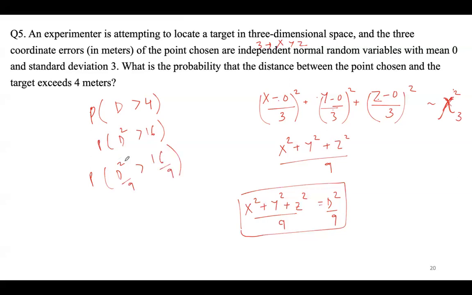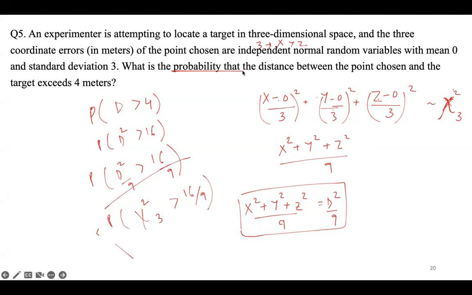Now this probability is actually a chi-square distribution, right? I want to calculate the probability that a chi-square distribution with 3 degrees of freedom is going to be greater than 16 by 9. So I'm going to use the pchisq function in R. The first value I'll write is 16 by 9, comma, degrees of freedom is 3, and lower.tail is FALSE, because I'm interested in the greater than value. And that's just going to give me the probability here.